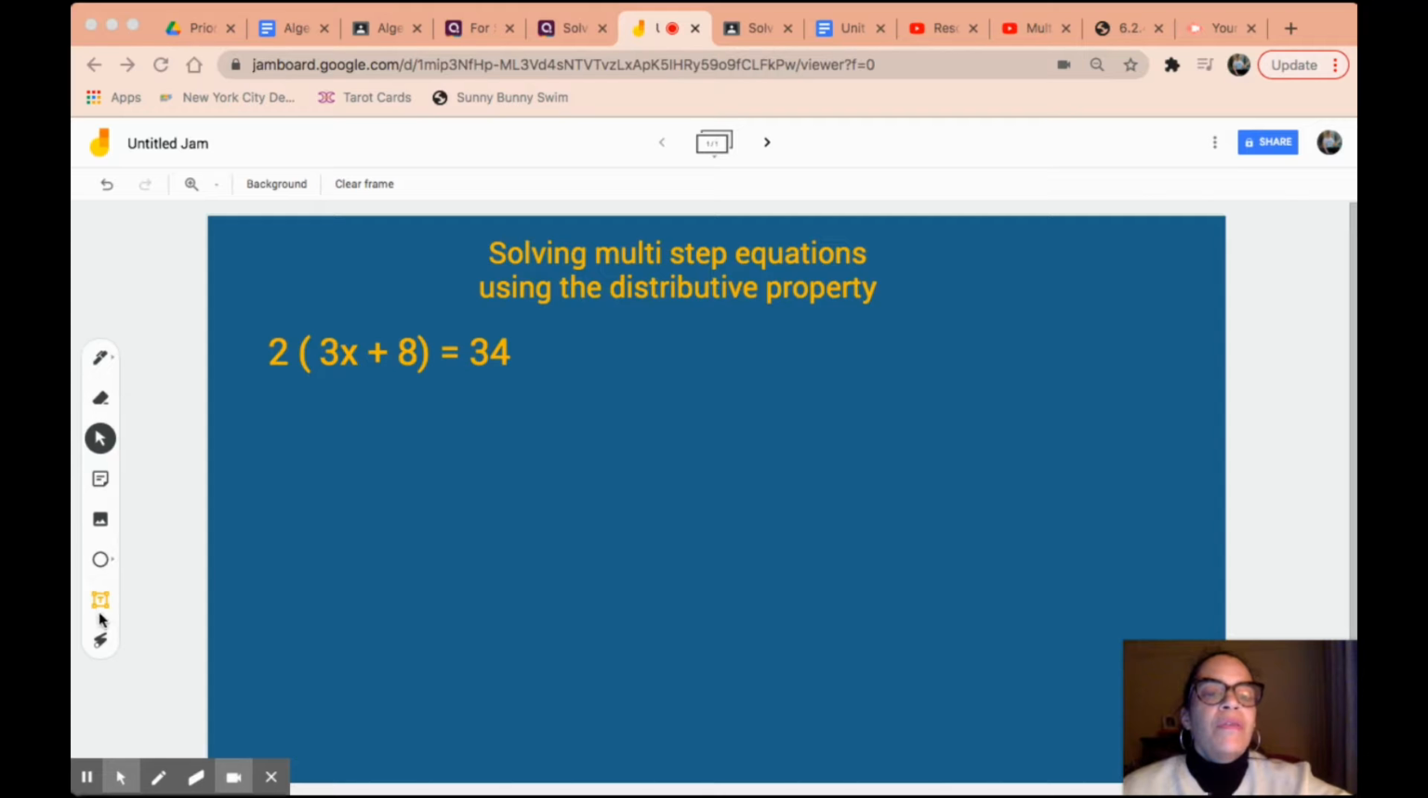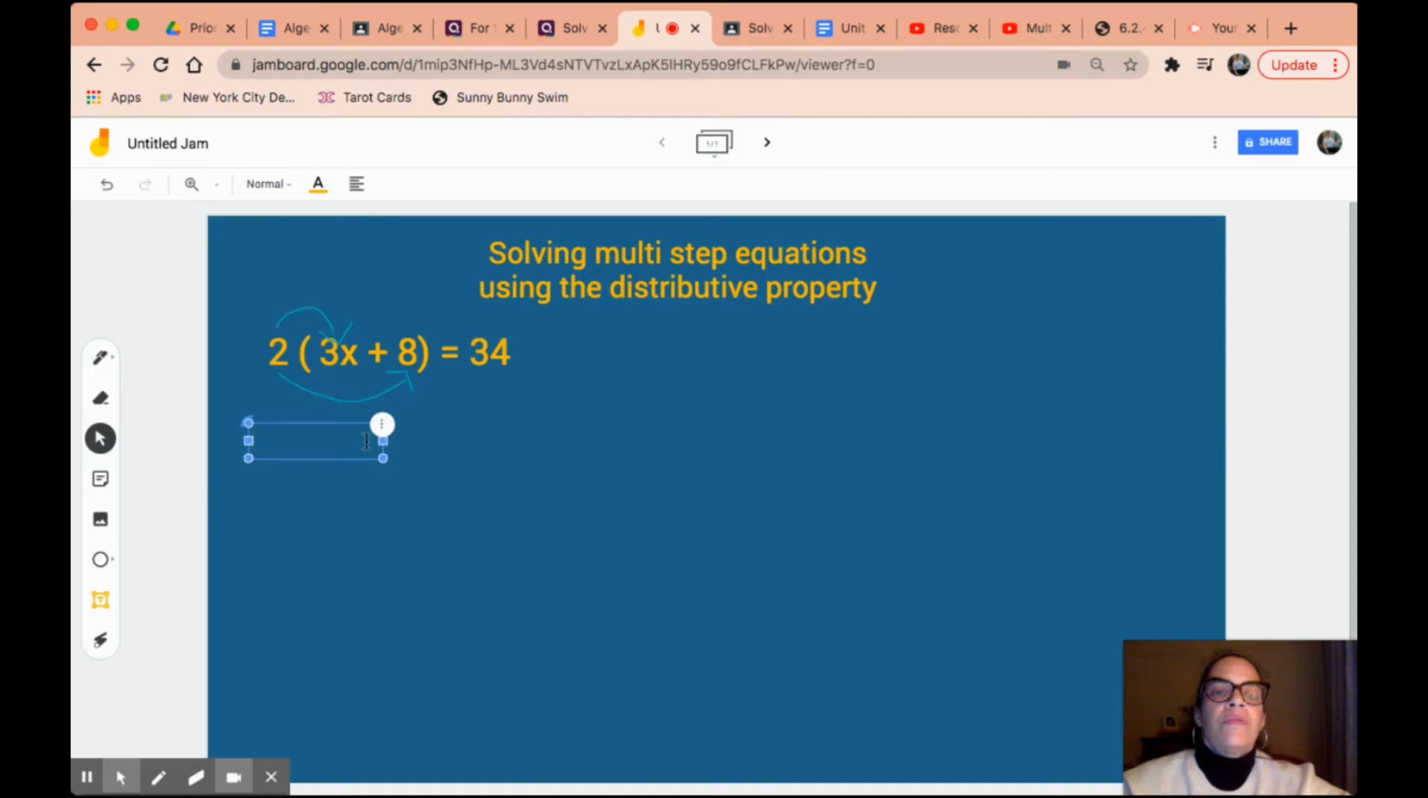And if you can recall from one of our earlier lessons, we use the distributive property when we have these parentheses. So that's the first thing we want to do: get rid of those parentheses. We want to make sure that we distribute the 2 with the 3x and then the 2 again with the 8. That's our first step.